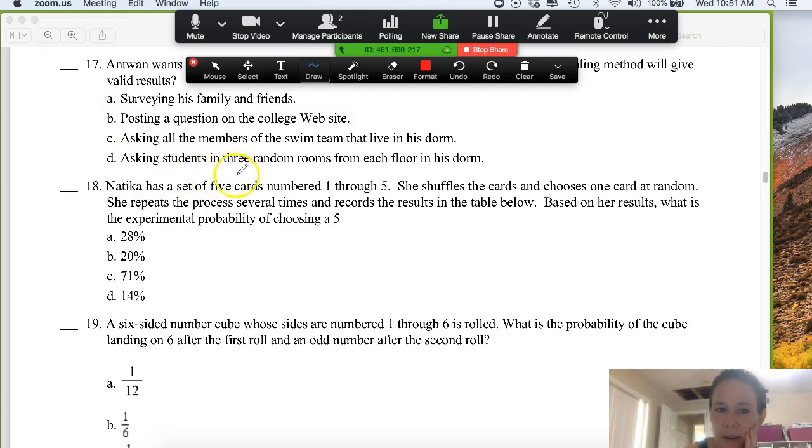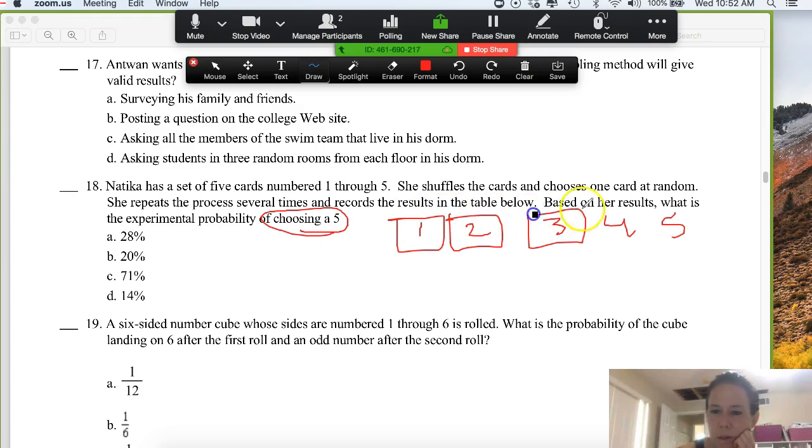Okay, so Natika has a set of 5 cards numbered 1 through 5. She shuffles the cards and chooses 1 card at random. She repeats the process several times and records the results in the table below. Based on her results, what's the experimental probability of choosing a 5? So she has a set of 5 cards numbered 1 through 5. I like to draw it out just to help my brain. 1, 2, 3, 4, 5. You've got 5 cards, right? Draw it out. That helps me. She shuffles the cards and chooses 1 at random, and repeats several times and records in the table below.